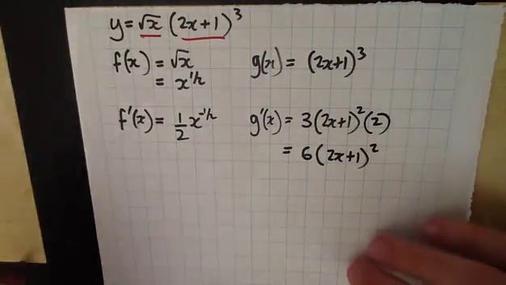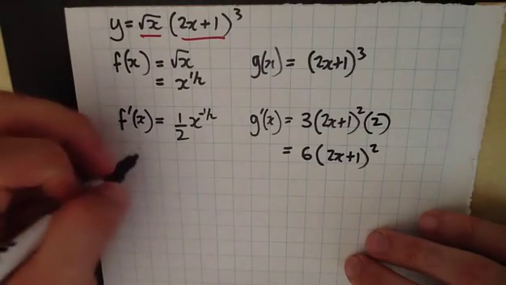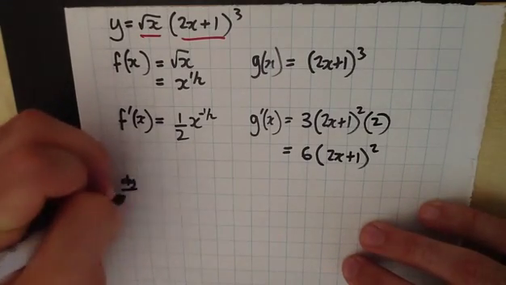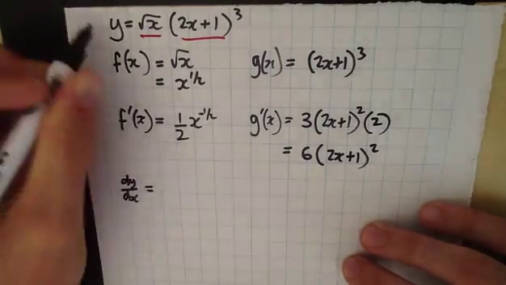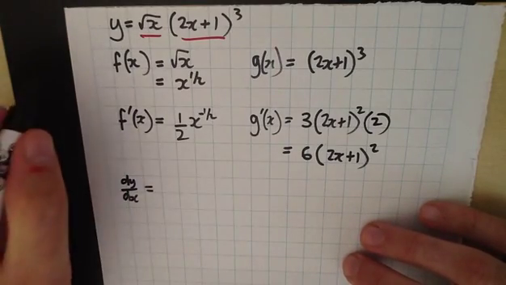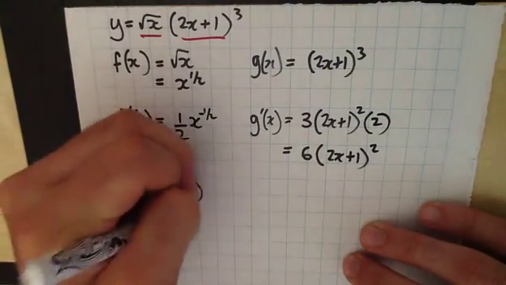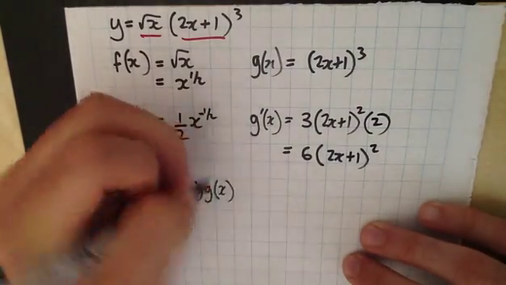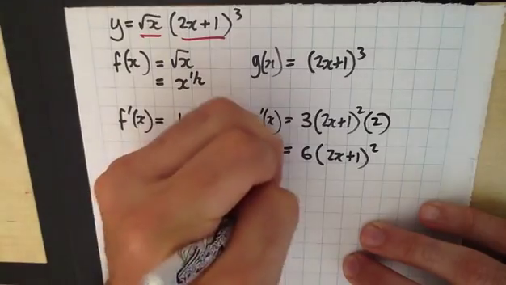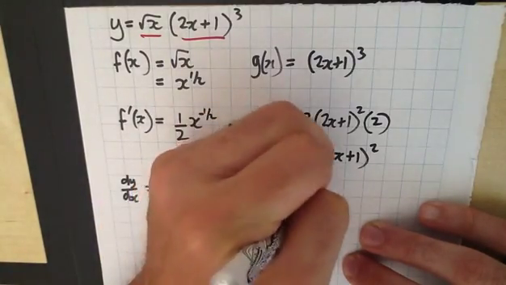Alright, now I can turn to the product rule to get the derivative of the opening function. Product rule says this: it says dy/dx is equal to the derivative of f of x times g of x plus the derivative of g of x times f of x.